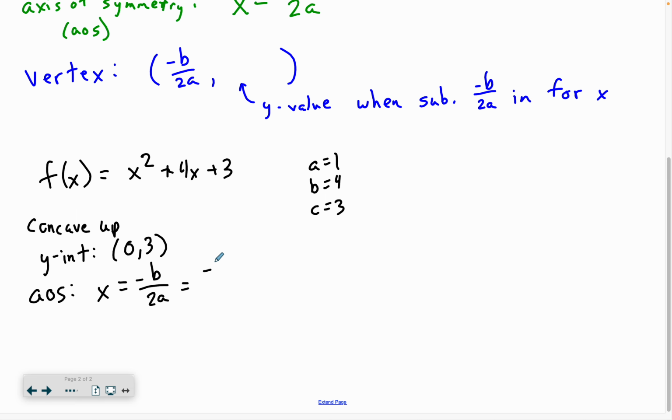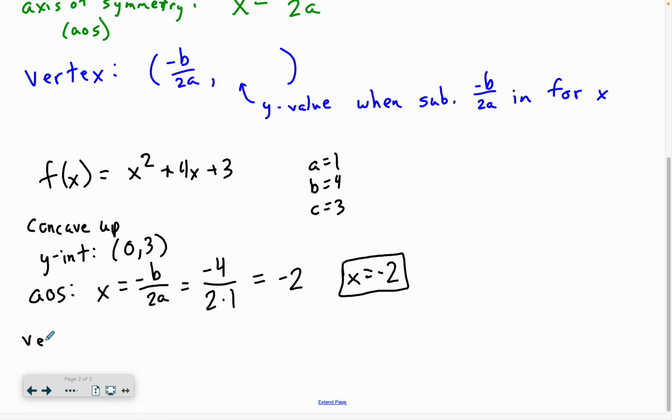Now the axis of symmetry is x equals the opposite of b over 2 times a, which is going to be negative 4. Since b is 4, it's negative 4 over 2 times 1. Now, you should be able to do that in your head. Negative 4 divided by 2 is negative 2. I always like to rewrite it without all that stuff in between as x equals negative 2.